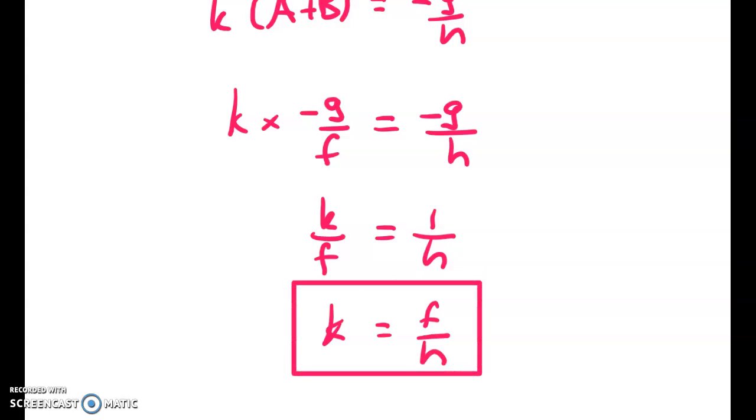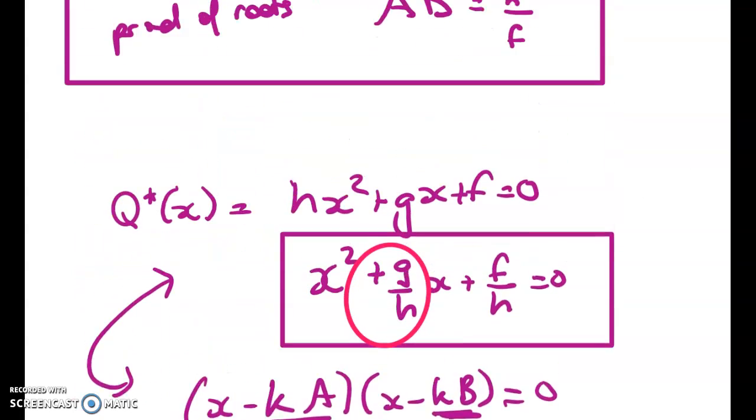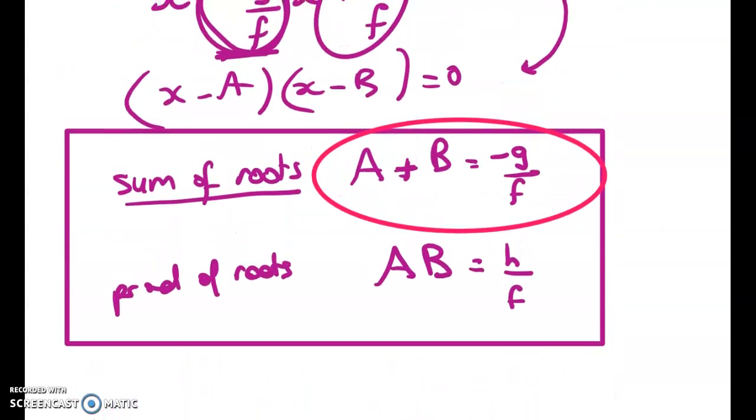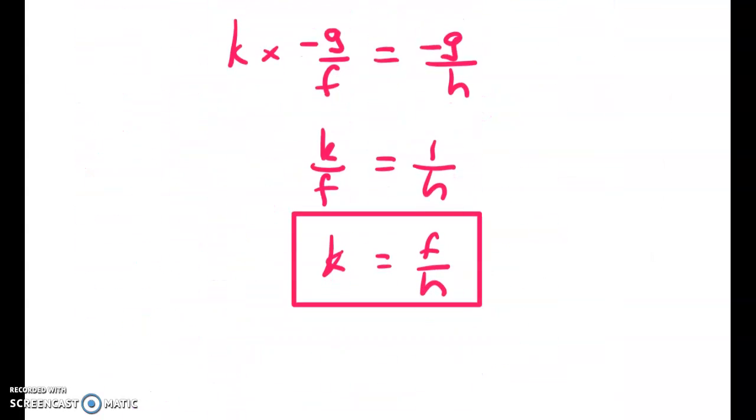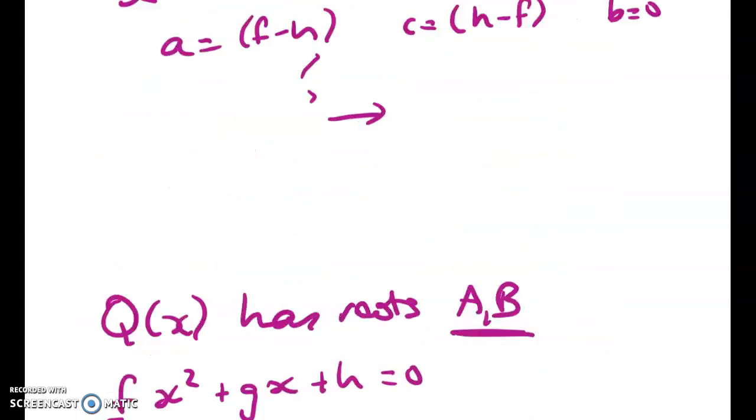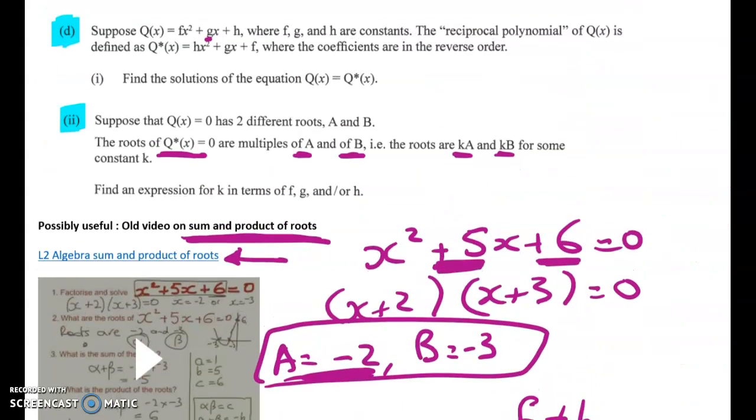We're finished. I could have done that a different way. I could have used the product of the roots. It's slightly messier because you end up having to deal with a negative situation. But if you use just the sum of the roots, then we're finished. And if you go back to the question, what were we asked to do? Let's just check. We're asked to find an expression for k in terms of f, g, and/or h. All right, so hopefully that makes sense.